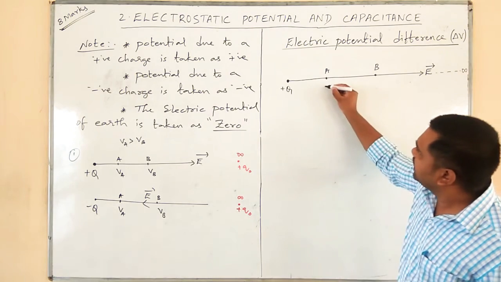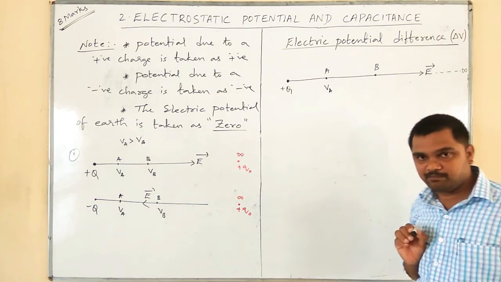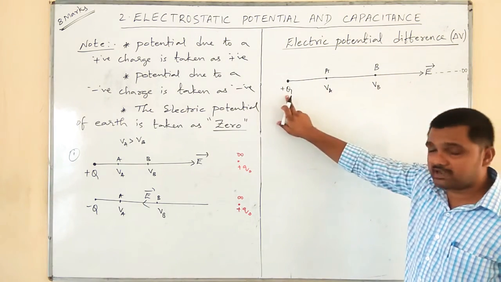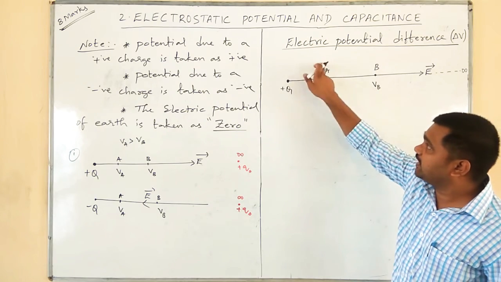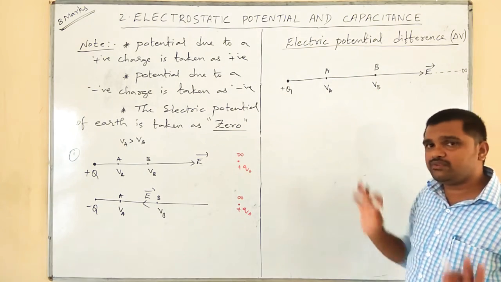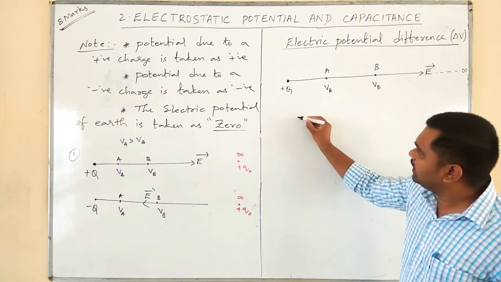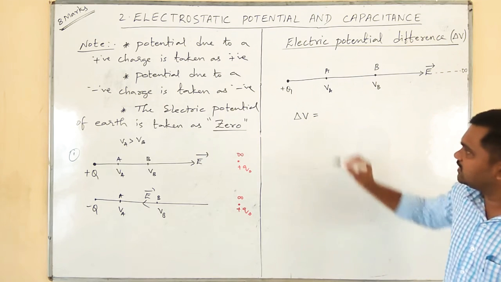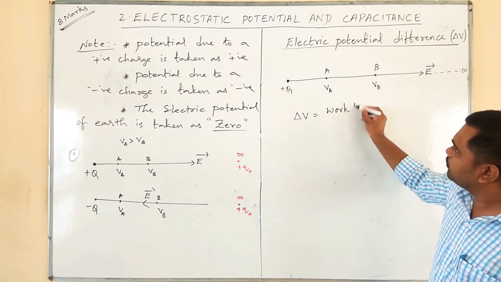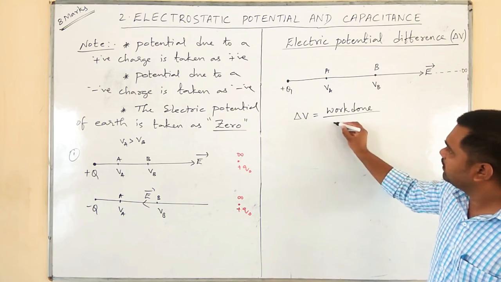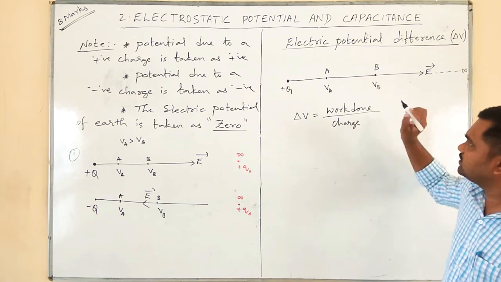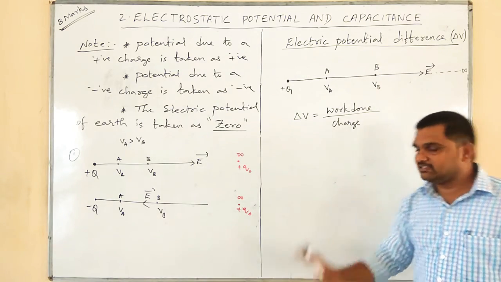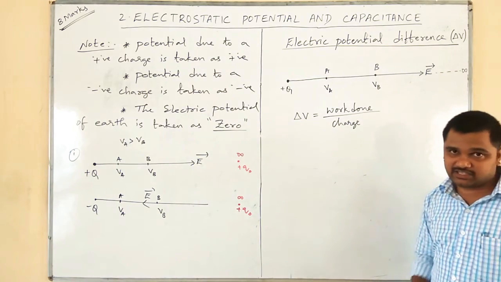Okay, now here the potential is VA, here the potential is VB. Potential at B due to this positive charge is VB, potential at A due to this positive charge is VA. Now the concept of electric potential difference, delta V, says that it is the amount of work done to bring a unit positive test charge from one point to another point. Again the same dialogue, that is against field direction.